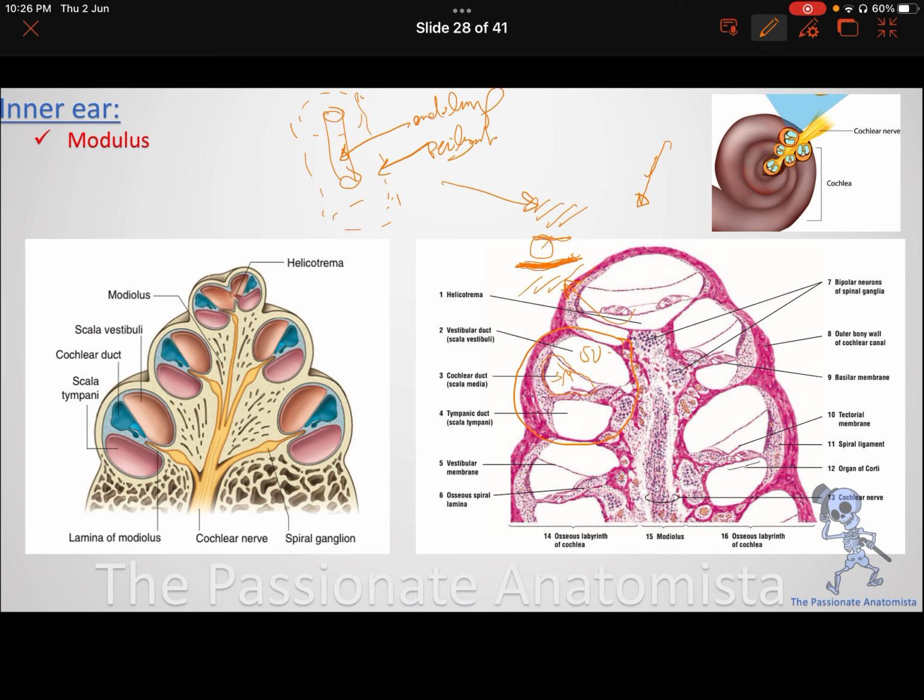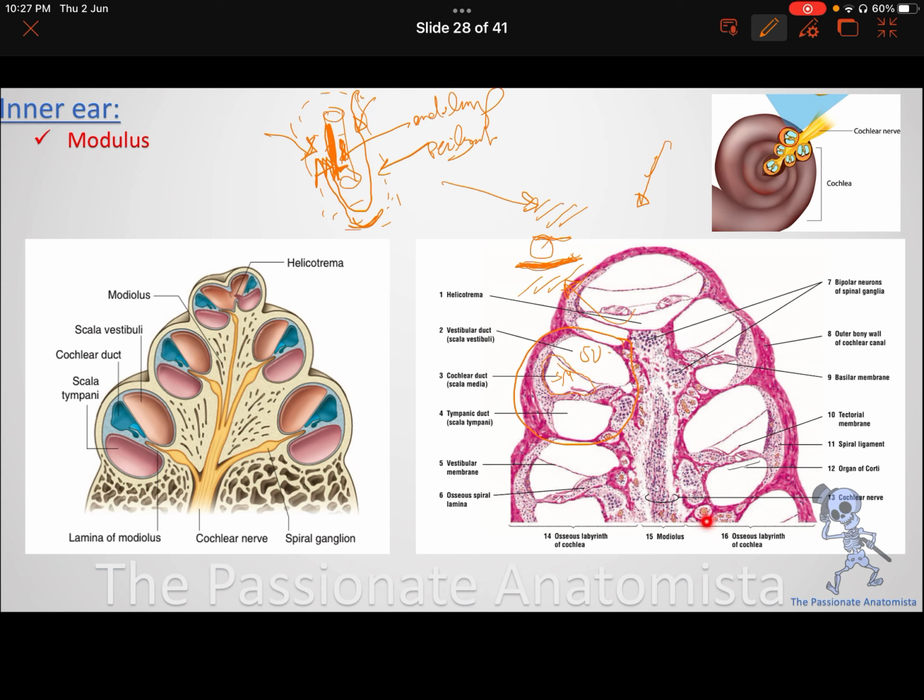If I have it continuous with the vestibule, we're going to call it scala vestibuli. If we have it continuous with the secondary tympanic membrane, we call it scala tympani. This is above, this is below, and the communication is the helicotrema. And as I proceed with these sound waves, I'm going to vibrate the basilar membrane, which has the tectorial on the top, and as I approximate them together, I'm going to have the activation of the hair cells.